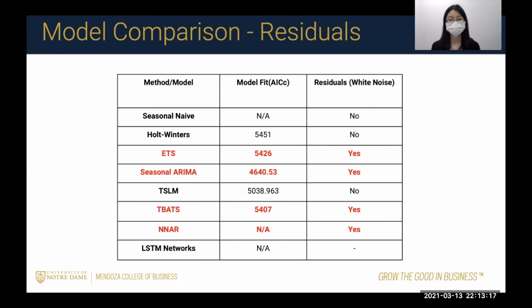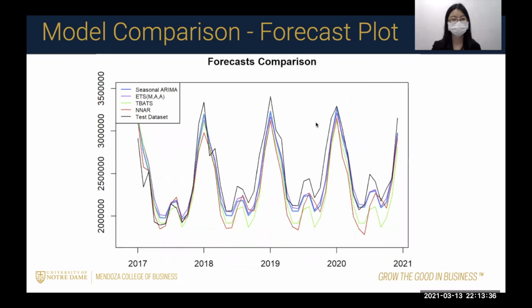In our last step, we evaluate all our models against seasonal naive from the benchmark category. First, a model needs to pass the white noise test of residuals. So you'll see from this table here, ETS, seasonal ARIMA, TBATS, and NNAR passed the white noise check. Here is a plot of forecast from all these 4 models against the test set data.